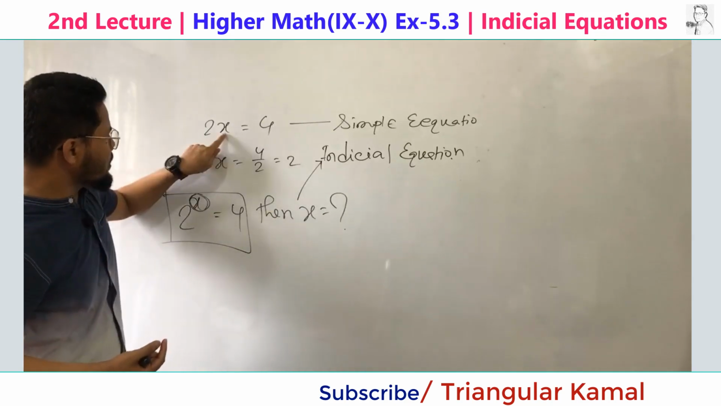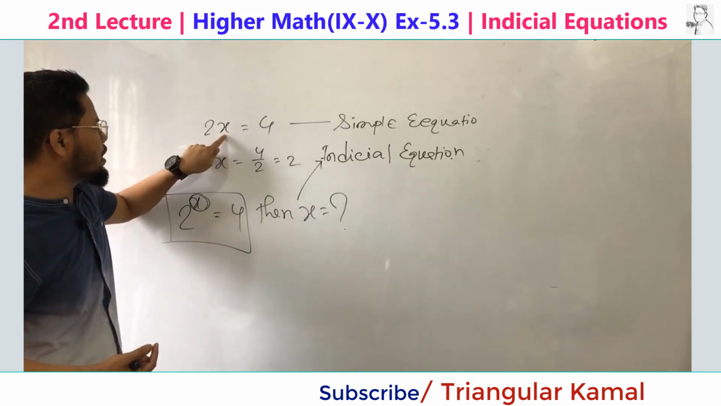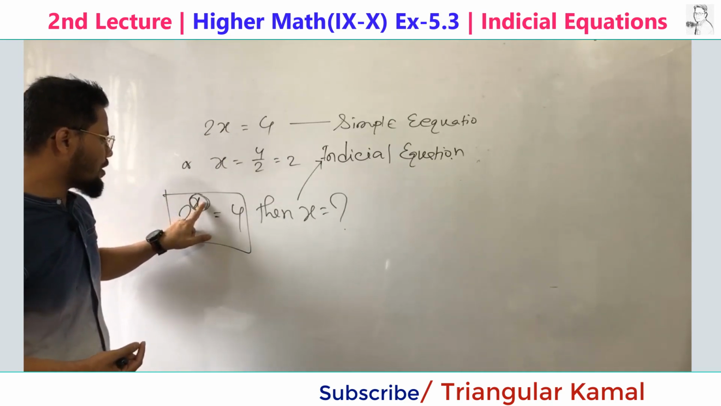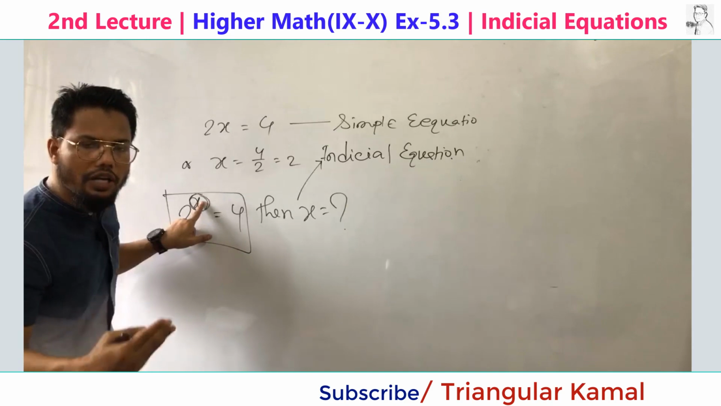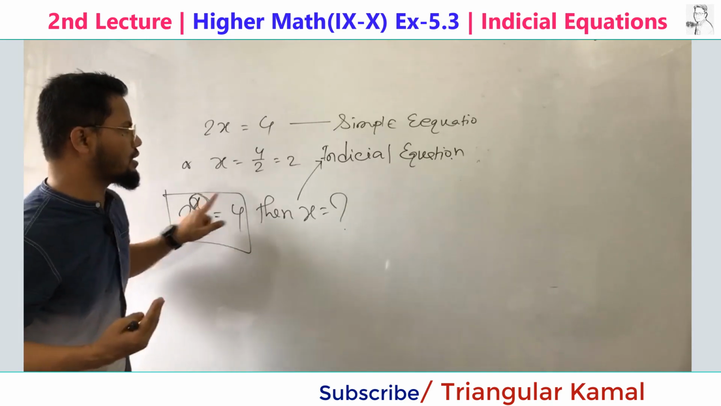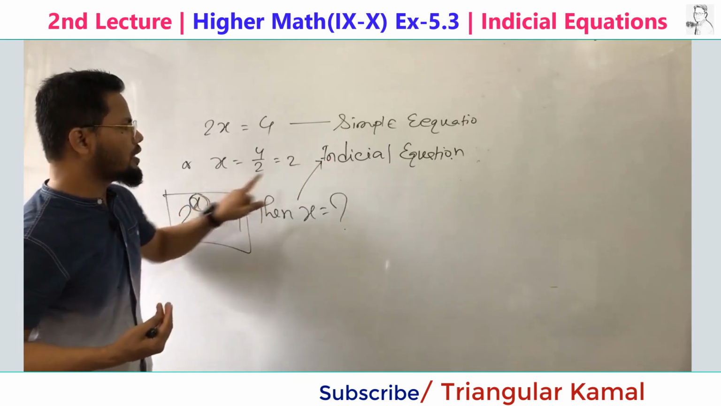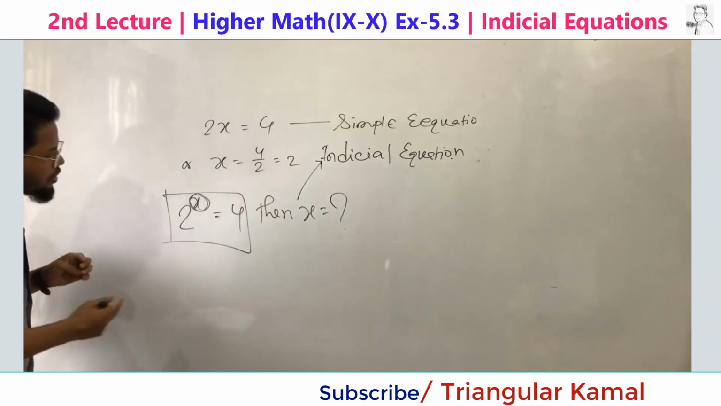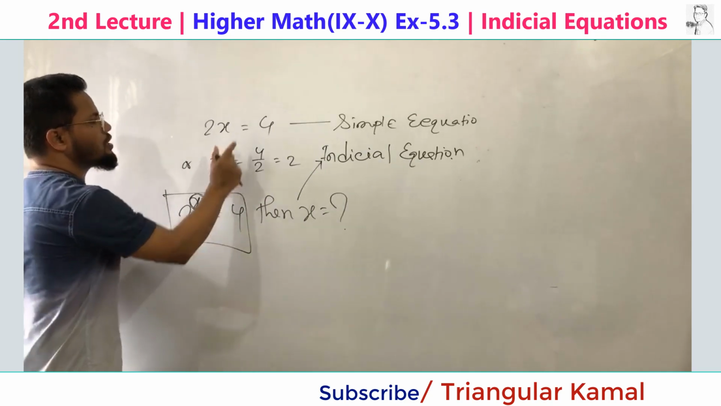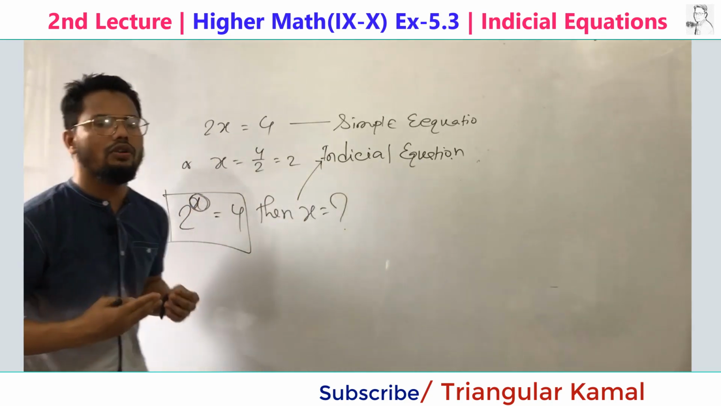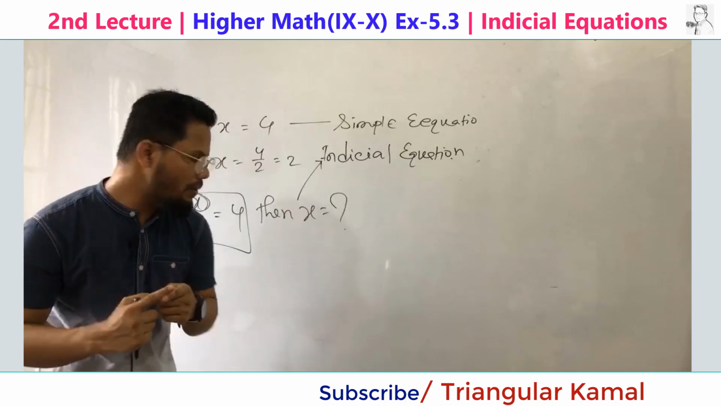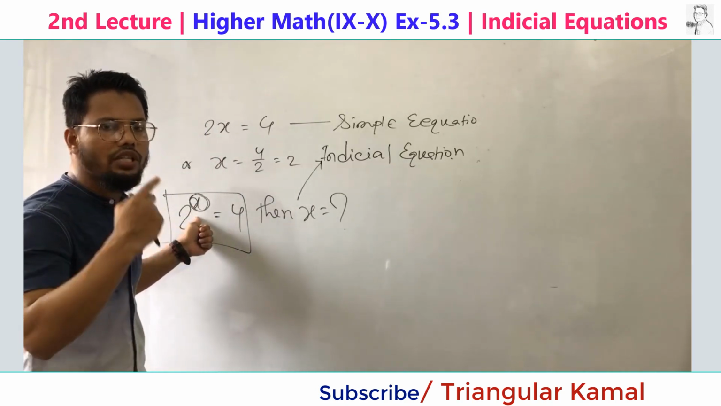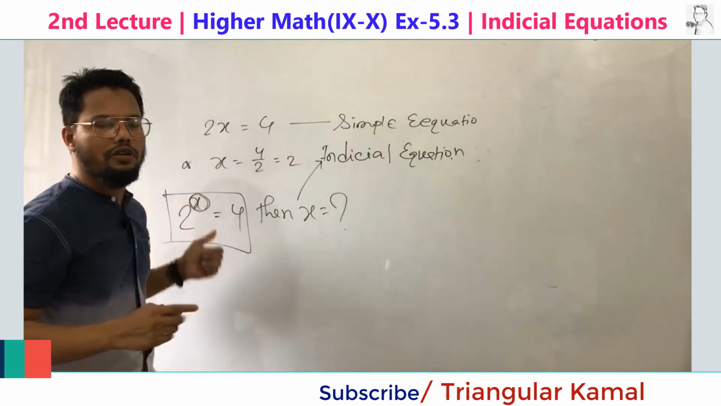Here the variable is not the power; it is the coefficient, and this is the base and this is the power, that is, the index. When the variable is placed in this index form, then this equation is called an indicial equation. First of all, you have to convert this indicial equation into a simple equation, and then step by step you can find its solution.